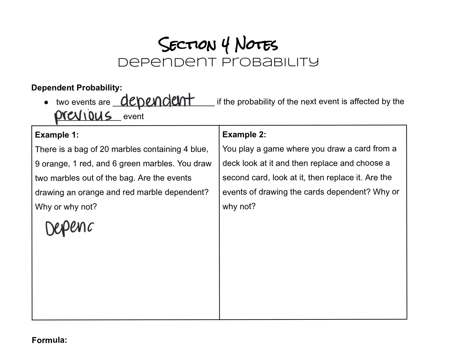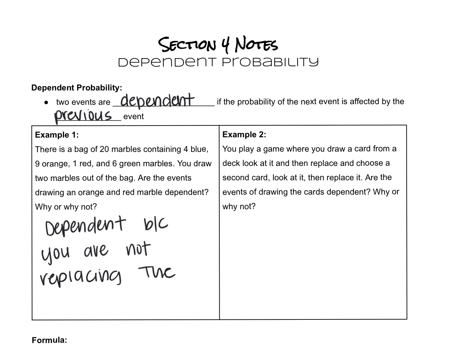So remember when we were talking about independent and dependent the first time, when we were drawing things out of a bag or drawing cards, we had to look for the with or without replacement. And I told you I would specifically mention if something was being replaced. And here I don't mention that the marbles are being replaced. So they're dependent because you are not replacing the marbles.